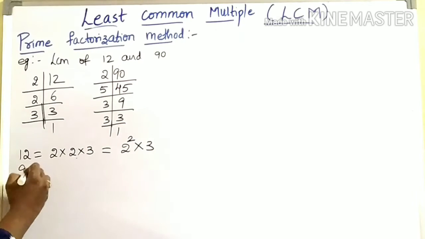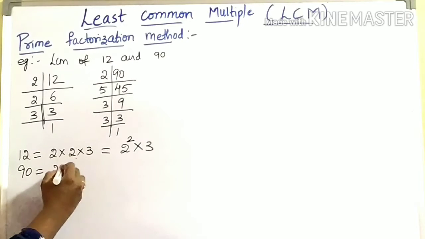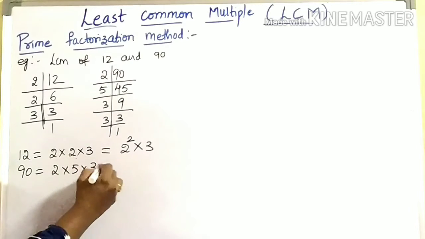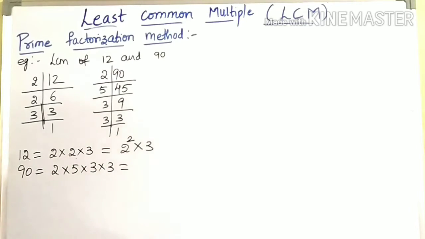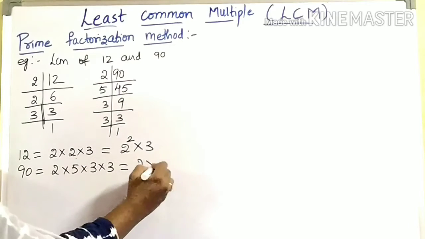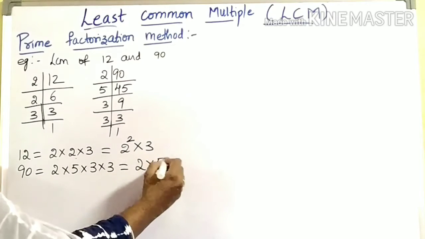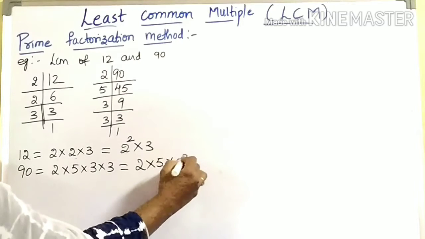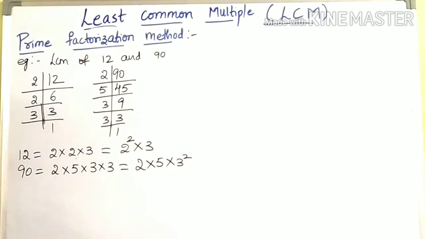Next 90. What 90 you got here? 2 into 5 into 3 into 3, okay? Now you write in exponential form. 2, how many times you got? Only 1 time, so write 2 as it is. Into 5, how many times you got? Only 1 time. Next 3, how many times you got? 2 times. So 2 into 5 into 3 square, right?